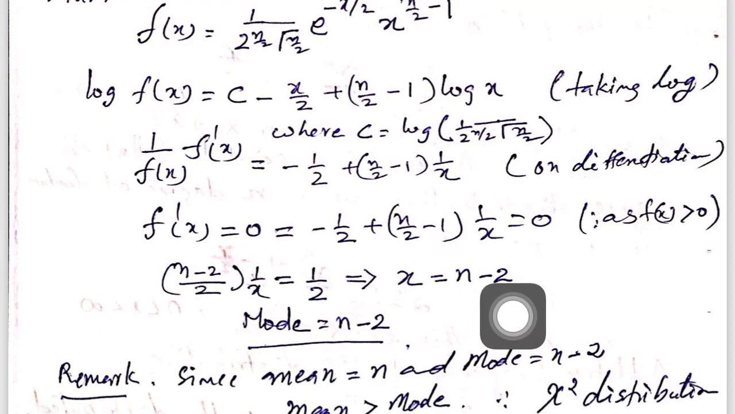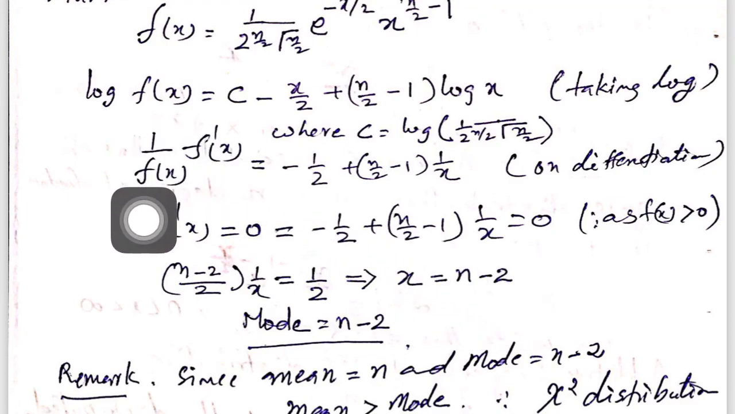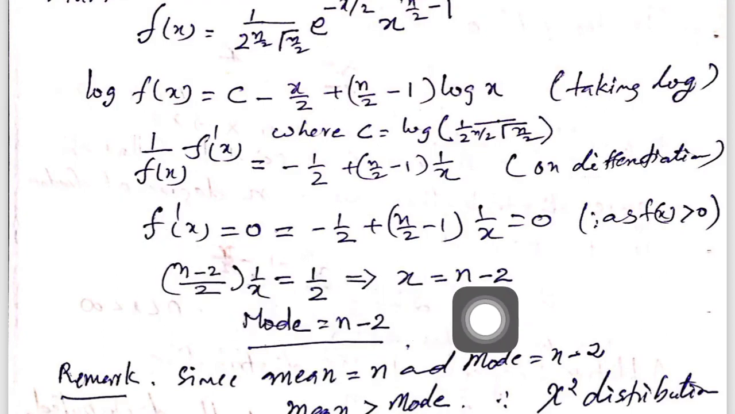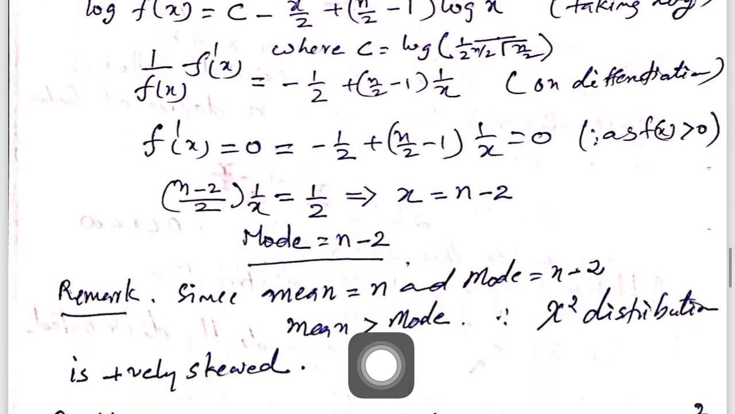Okay, and that means there is only one solution for x, for which f dash x equal to 0. So this is the maximum, and you can check whether it is maximum or minimum by taking the second derivative, and of course this is the maximum. So mode is equal to n minus 2.